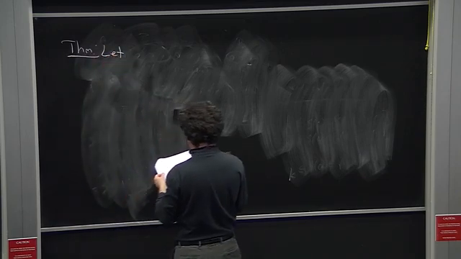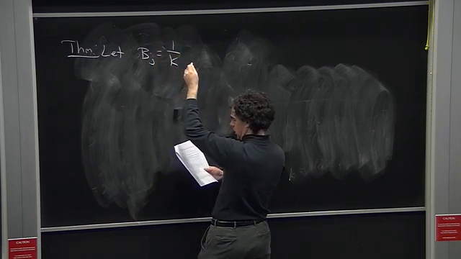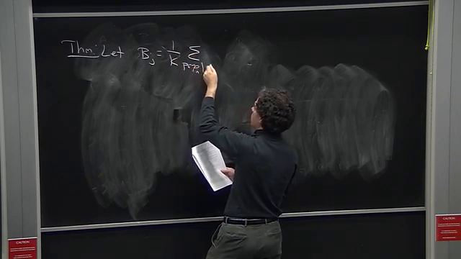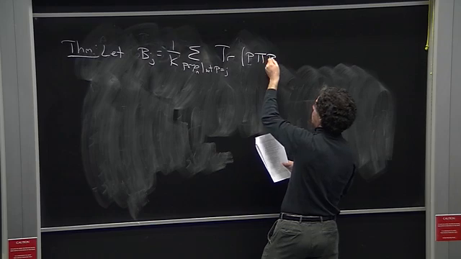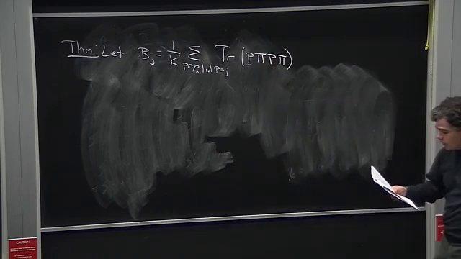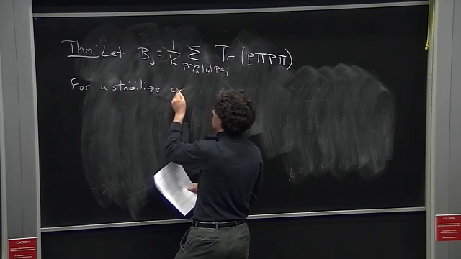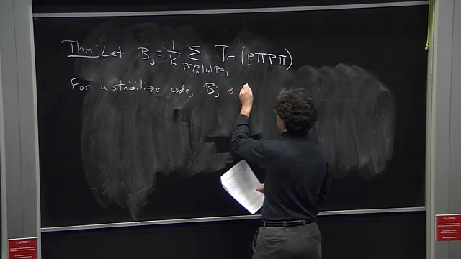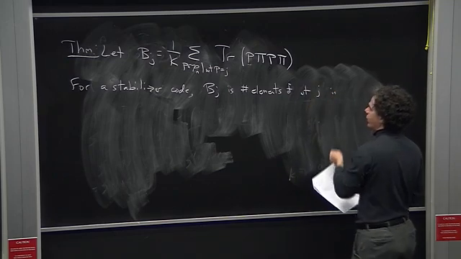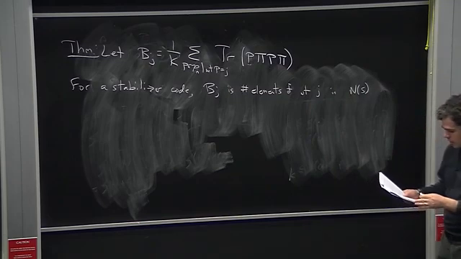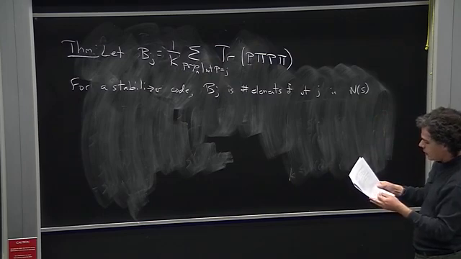So similarly, for an NKD code, we're going to let B sub j be equal to 1 over big K times the sum over Paulis of weight j, and now we're going to take the trace of P pi P pi. And then for a stabilizer code, B_j is the number of elements of weight j in N of S. And so basically, it's kind of the same proof, but there's a little bit different.